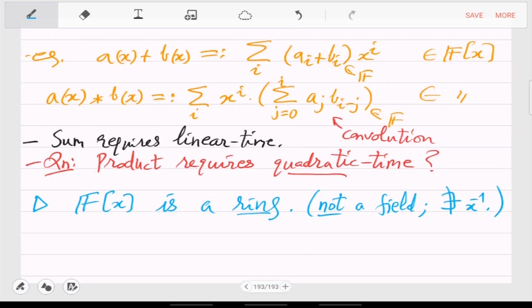Right, so since x inverse doesn't exist, many other things don't exist, like 1 over 1 minus x also doesn't exist. So any interesting polynomial you take, its inverse will not exist. So this is not a field, but it's a ring, and we'll work with its operations a lot. Okay, other properties or definitions here.